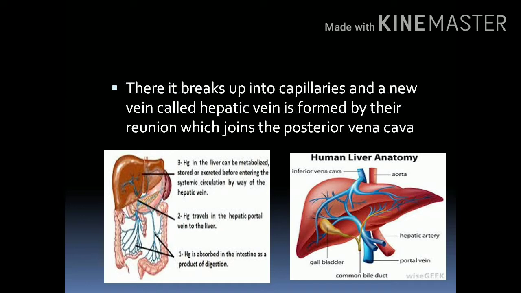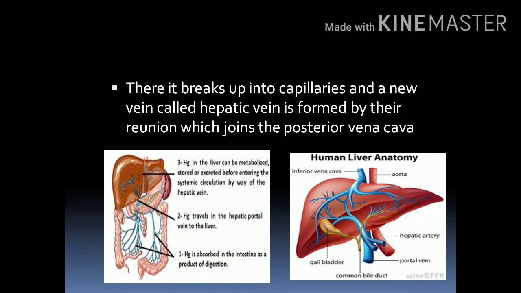Now, what is this portal vein? A portal vein is the one which starts with capillaries and also ends in capillaries. Portal vein means it is the vein that starts from capillaries and ends in capillaries. So that is called a portal vein. This portal vein we can see between the liver as well as the stomach and small intestine.